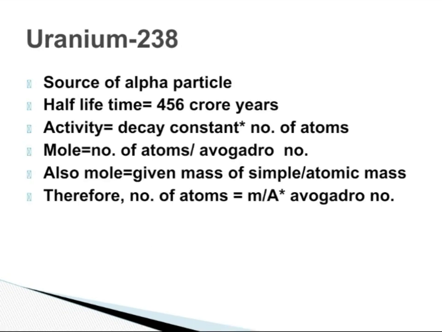The activity of a radioactive source depends upon the number of atoms in the source. Uranium, atomic mass 238, is a source of alpha particles, with a half-life of 456 crore years.